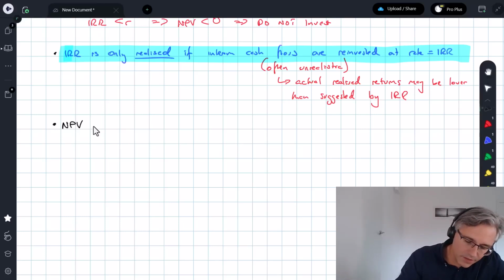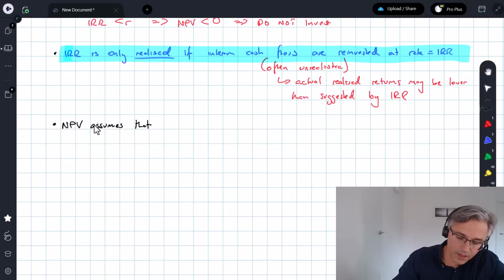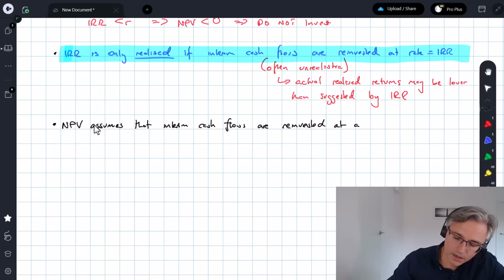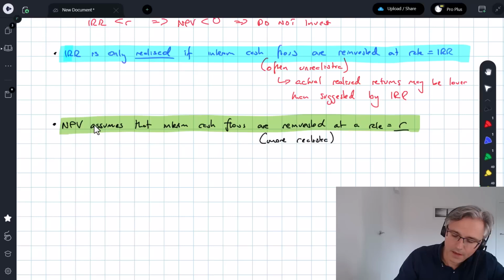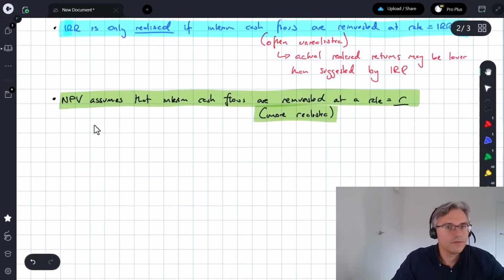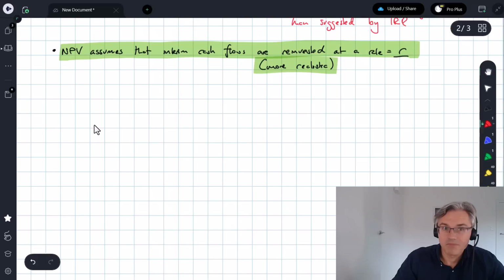NPV, on the other hand, assumes that any interim cash flows are reinvested at a rate equal to R, the required rate of return, and that is typically more realistic than the assumption that I gave you above for IRR. So as you can see, NPV is not sort of prone to the same over-optimism as IRR is.